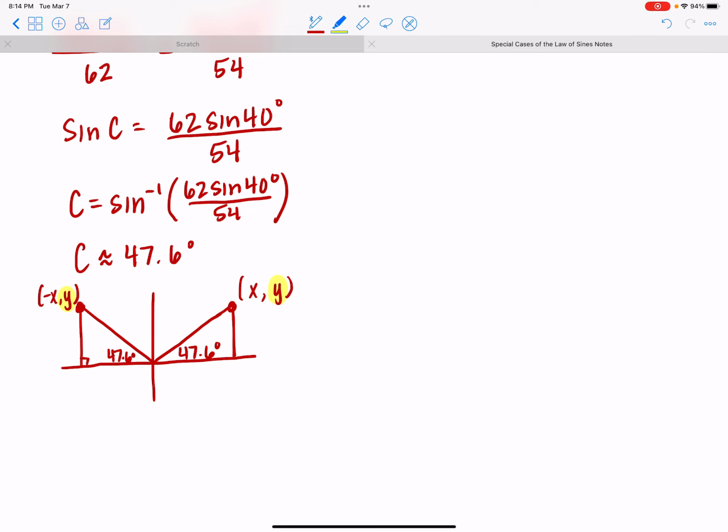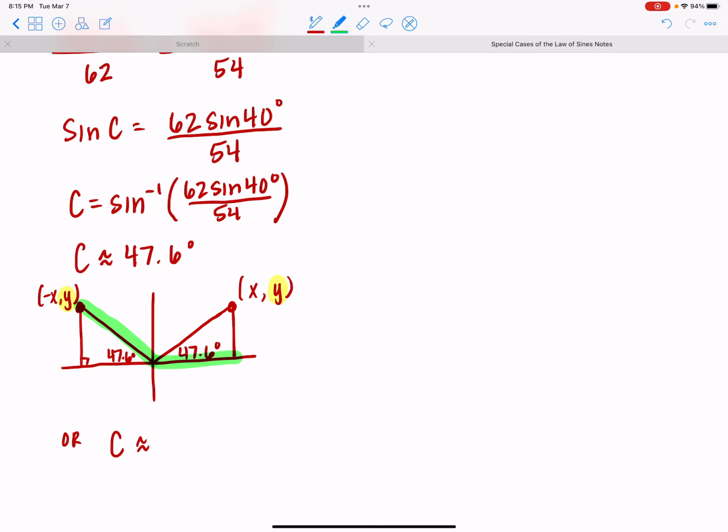So there's some ambiguity here. Am I talking about the 47.6 degree angle that's in quadrant 1, or am I talking about the angle that starts here and doesn't end in quadrant 1 but ends here instead? Okay, so I have two options. I could say that my angle is the 47.6 degree angle that's in quadrant 1, or I could say C is approximately how much? How would we find the measure of that angle that I've highlighted in green?